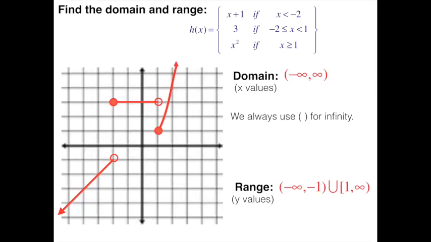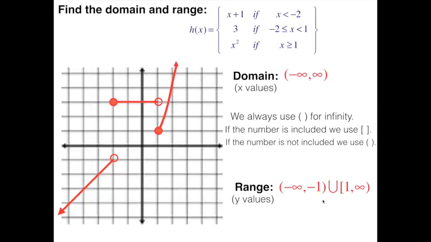And so if we use infinity, we're always going to use parentheses. If the number is included, we're going to use these brackets. Just like right here, +1 was included, so I used a bracket. However, -1 is not included, so I use parentheses on it. So that's kind of your three rules here that you can use to kind of help you when you're formatting this domain and range.